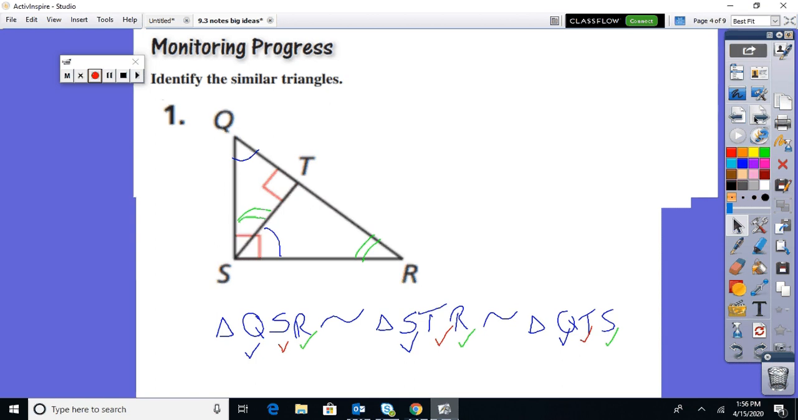All right, so monitoring progress, hopefully you got this one, guys. And again, you might have this order different. I just went QSR, no particular reason. So hopefully you matched it up. If you went like RSQ, for instance, or QRS, then adjust accordingly. The Q should match up with the S in one, the Q in the other, S with T and T, R with R and S.